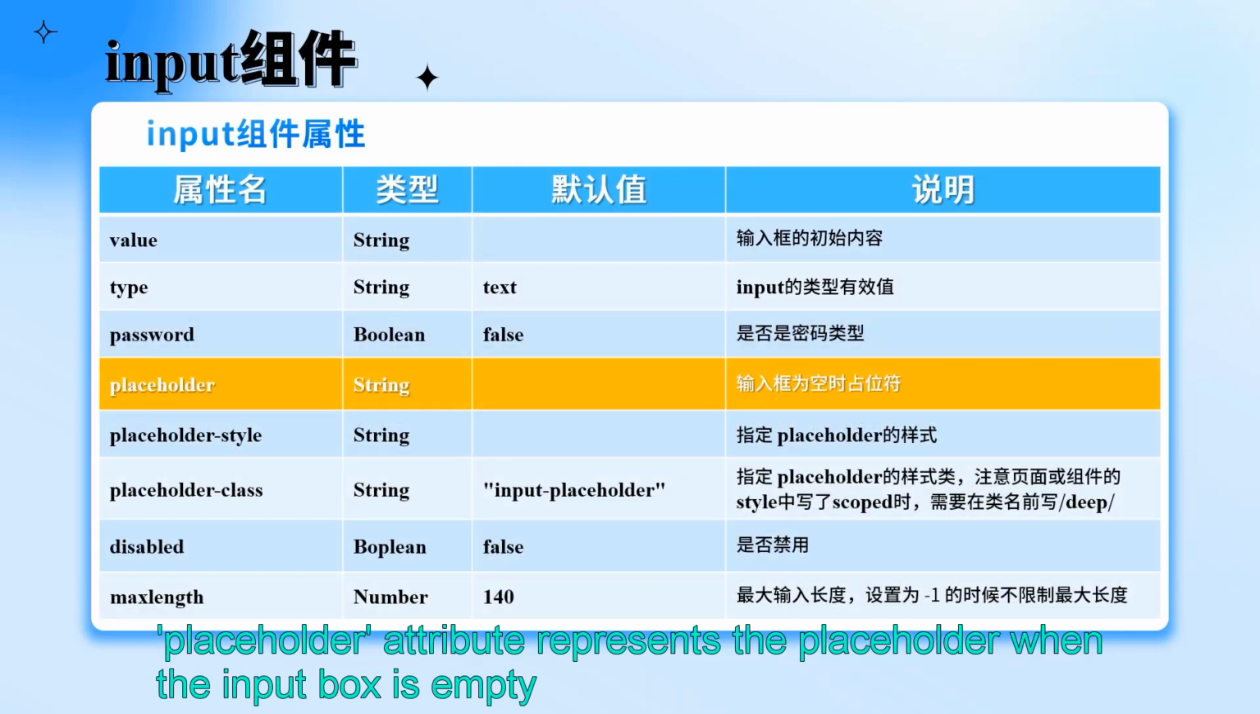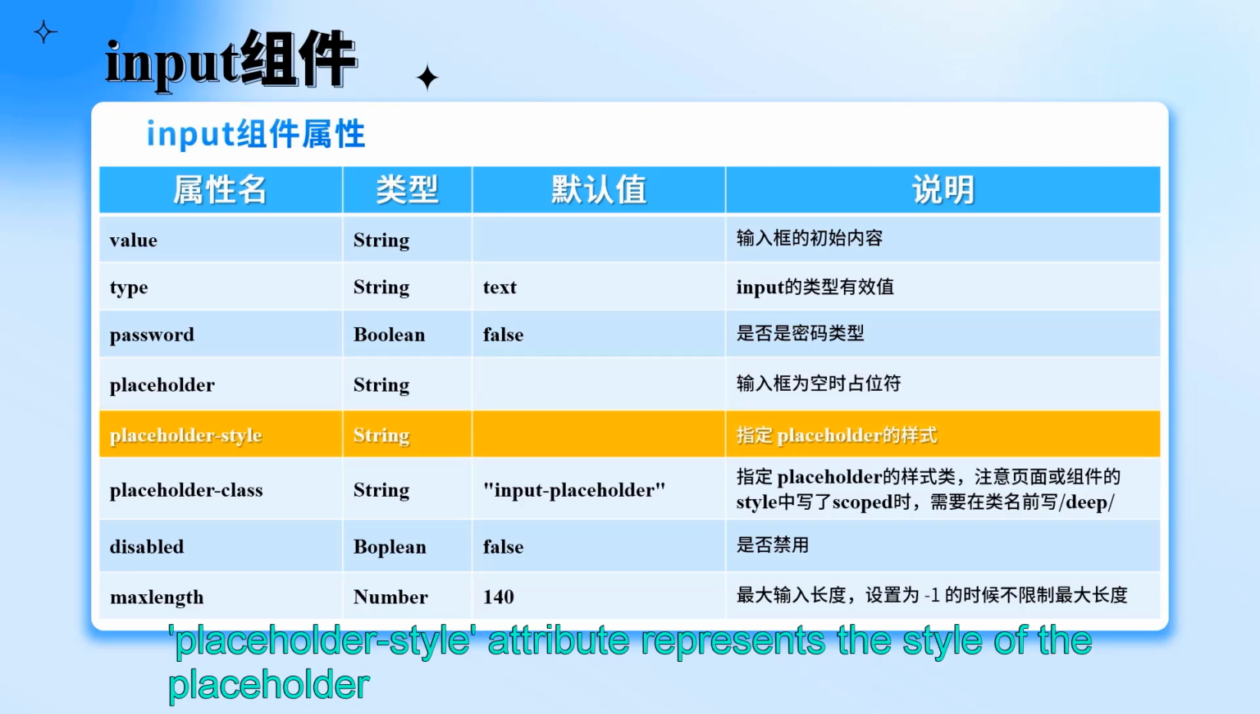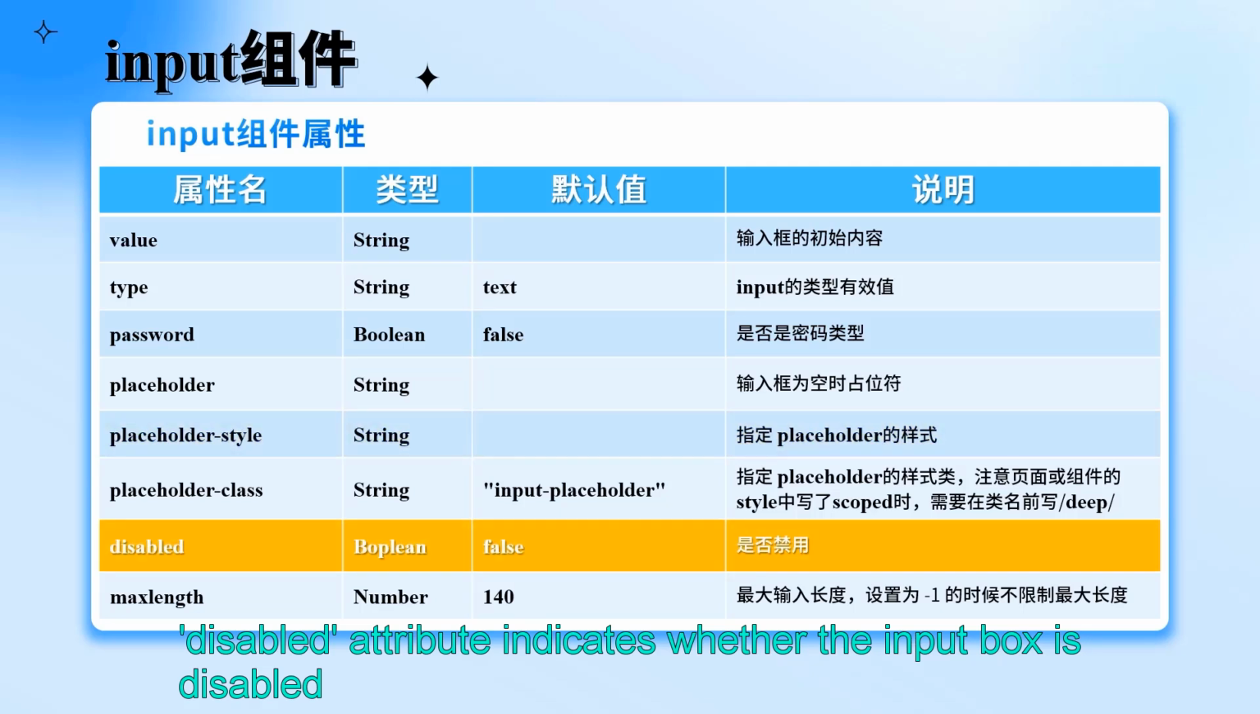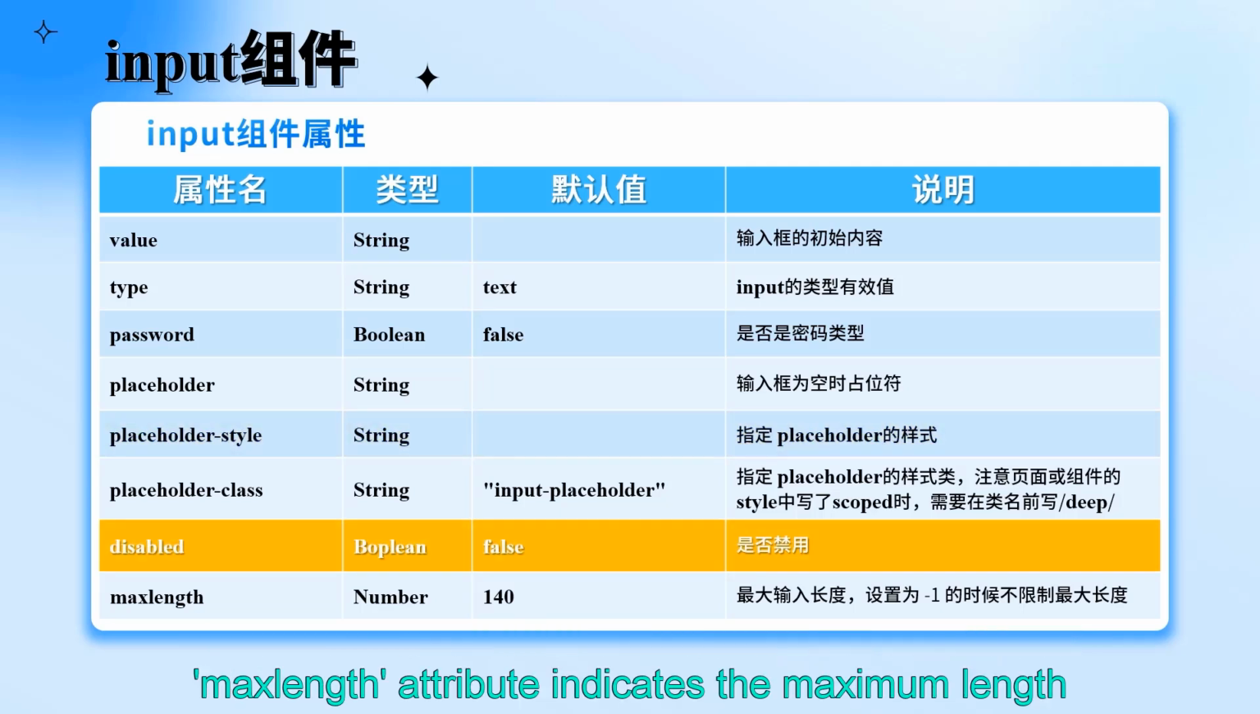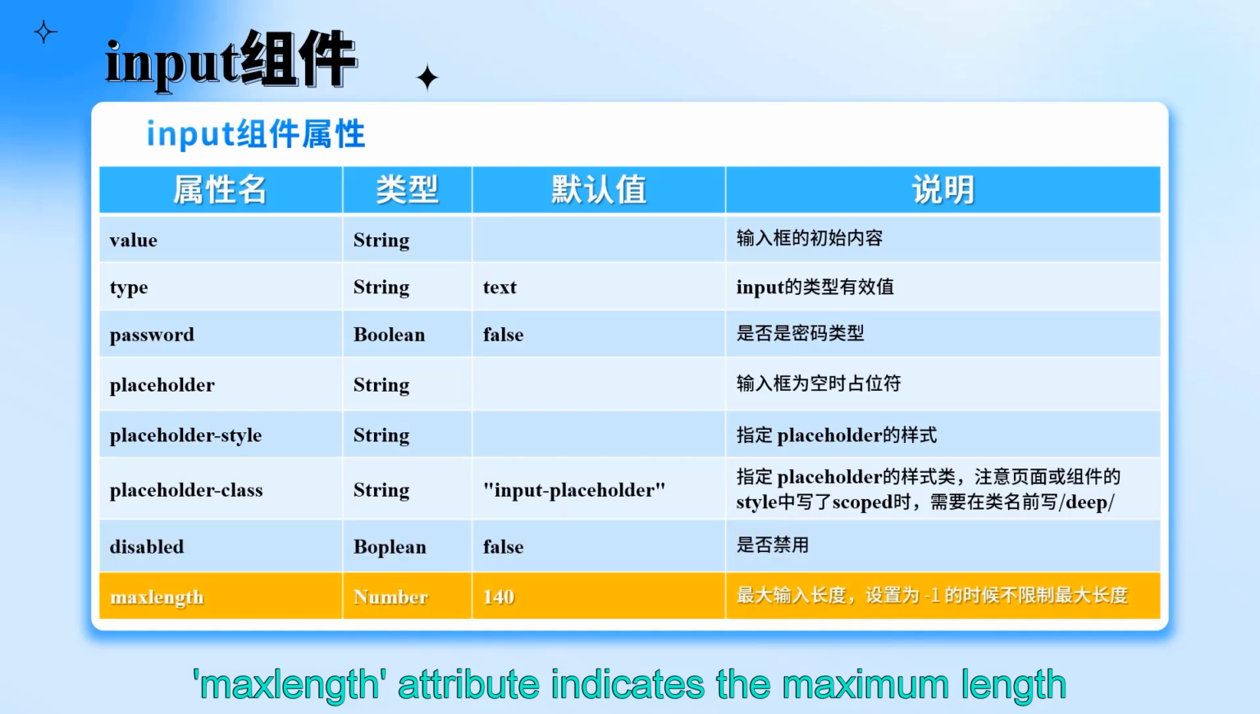Placeholder attribute represents the placeholder when the input box is empty. Placeholder style attribute represents the style of the placeholder. Disabled attribute indicates whether the input box is disabled. Max length attribute indicates the maximum length.